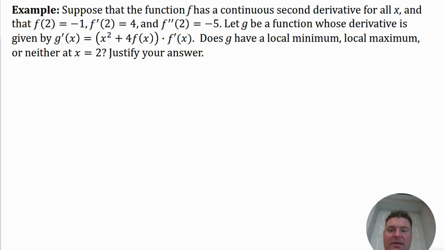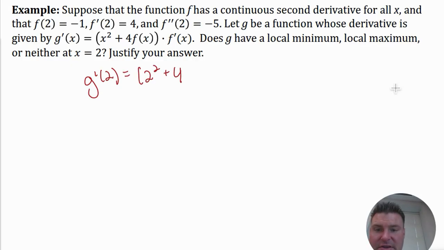Well, first off, if g prime of 2 gives us a value that is not 0, then this is going to be irrelevant for us. So let's go ahead and substitute this in. So g prime of 2 is equal to 2 squared plus 4 times f of 2 times f prime of 2. And let's substitute the values I have in now. Because if this is not 0, we don't have any extrema here. Because in order for there to be extrema, we'd have to have a critical point, which means that the derivative at 2 has to be 0.